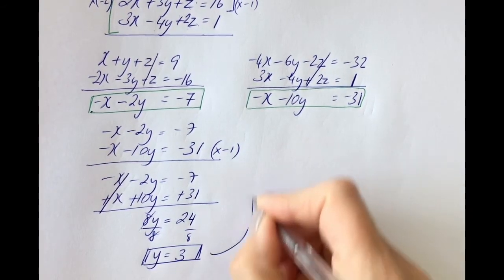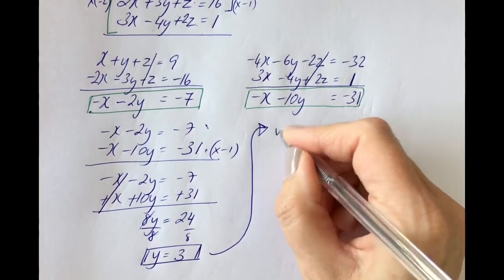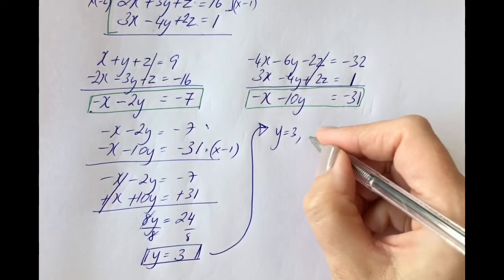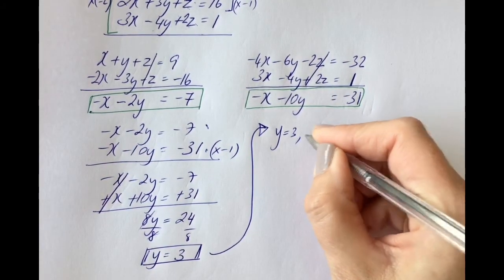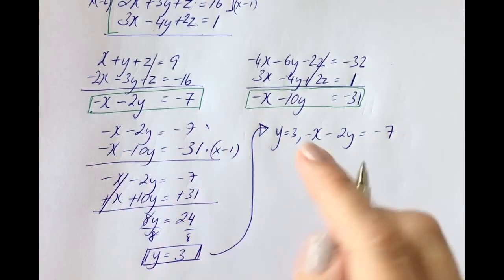Okay, so taking our y equals 3, and we're going to sub it back into one of these two. We have y is equal to 3. I'm going to pick the top one. It's just easier numbers to deal with. Again, it doesn't matter which one you take. It's minus x minus 2y is equal to minus 7 is the equation I need to sub it into.